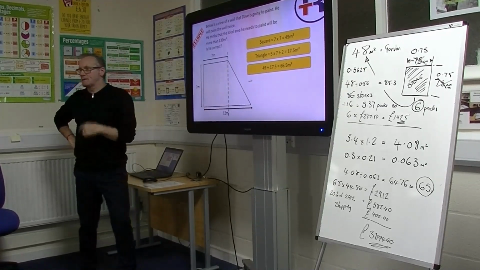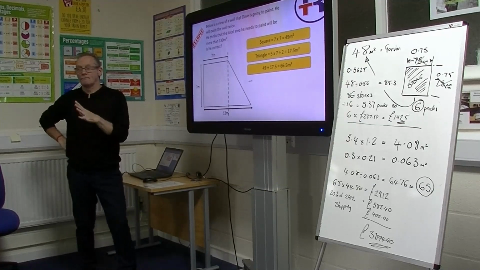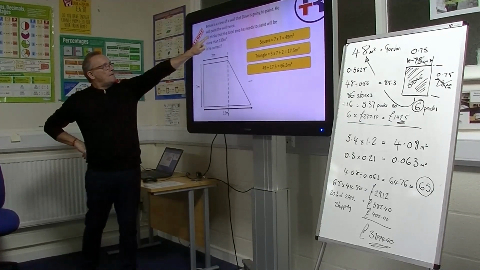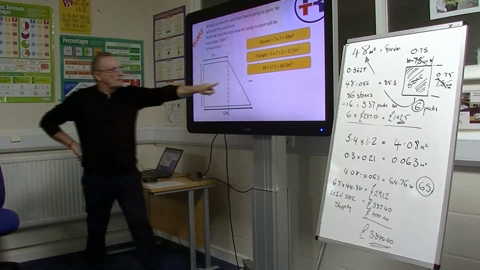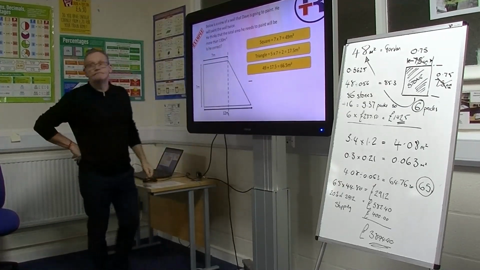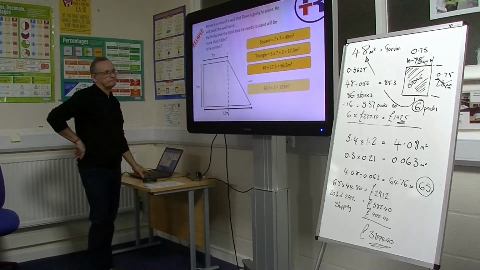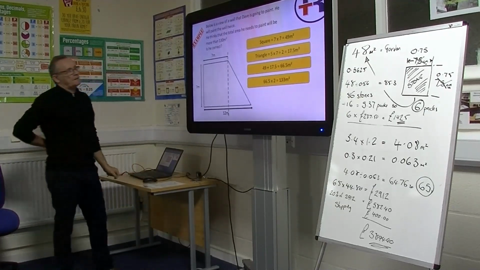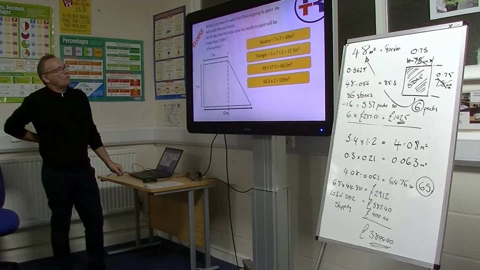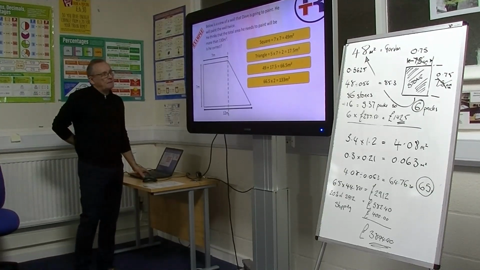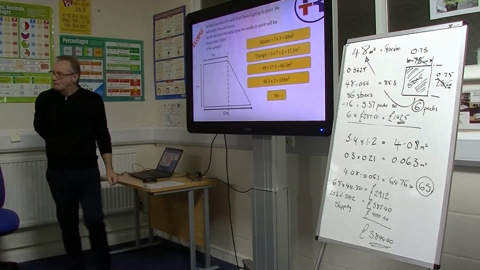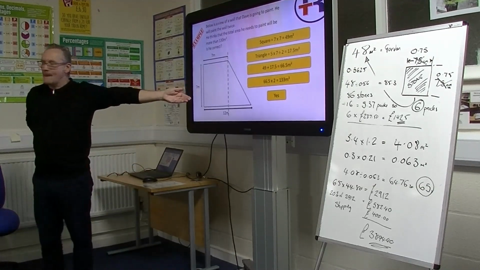66.5 square metres. That's the wall. Dave is going to paint the wall twice. What should we do with that? Times it by 2. He thinks that the area will be more than 130 square metres. Is he correct? Dave, you are a genius. He's correct. Yeah, he's correct.